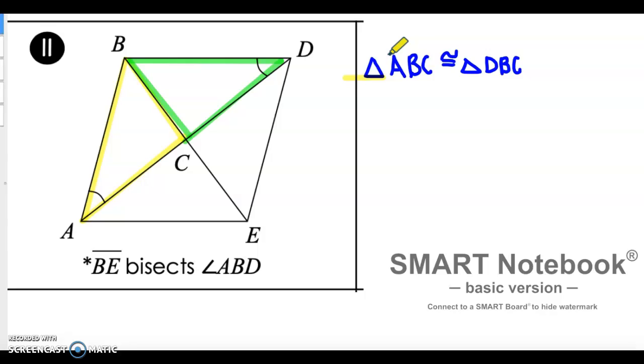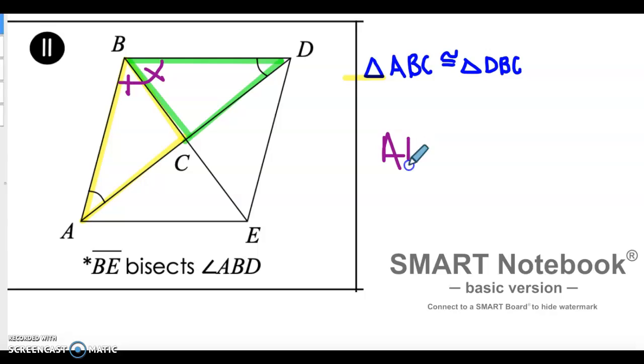The problem tells us that segment BE bisects angle ABD. So angle ABD is this angle right here. If BE bisects this angle, it cuts the angle into two congruent parts. I'm going to mark that on my picture. Now if you look in the yellow triangle and the green triangle, we have two congruent angles. And now we need to see what else we have.